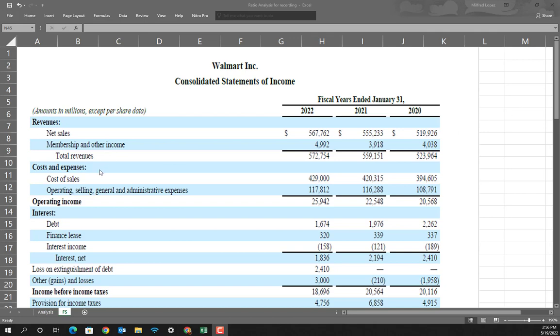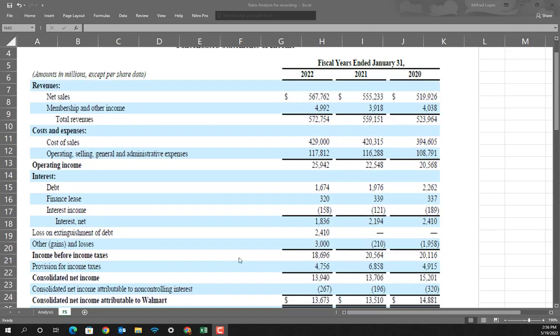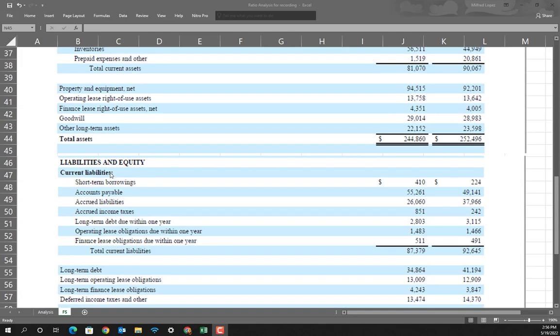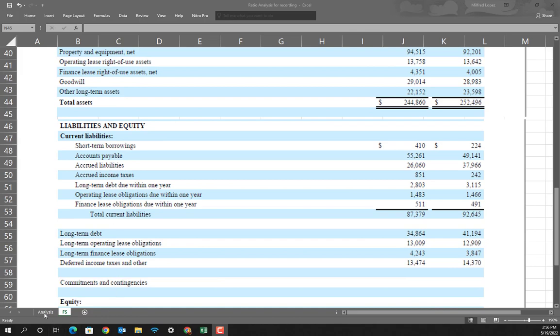Okay, so we have here sales and then up to the income. Okay, consolidated income, we have it here. And we have balance sheets, we have the assets, liabilities, and equity. Okay, so let's go to the analysis.